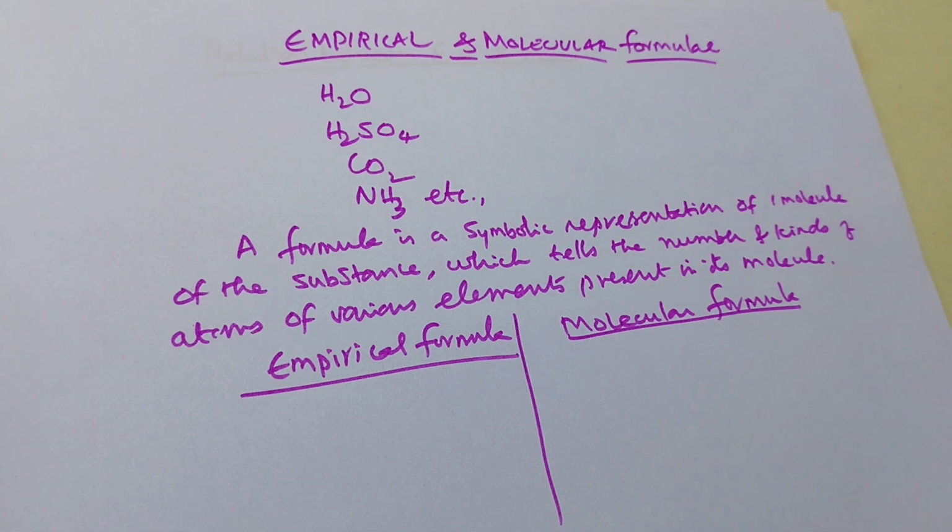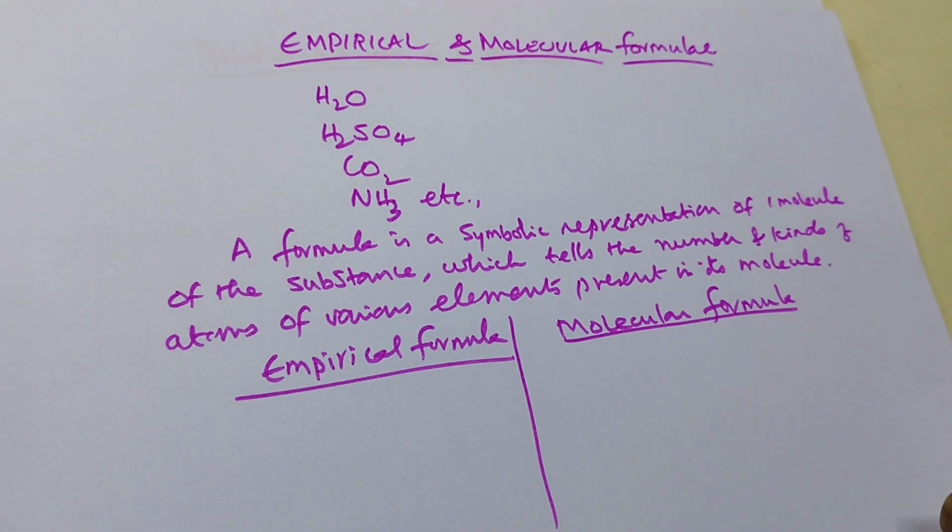So today we are going to discuss the 11th standard portion, first chapter, some basic concepts of chemistry. In that particular lesson, we are going to discuss empirical formula and molecular formula. So we know that the formula of water is H2O, for sulfuric acid is H2SO4, for carbon dioxide is CO2, and NH3 is for ammonia, etc.